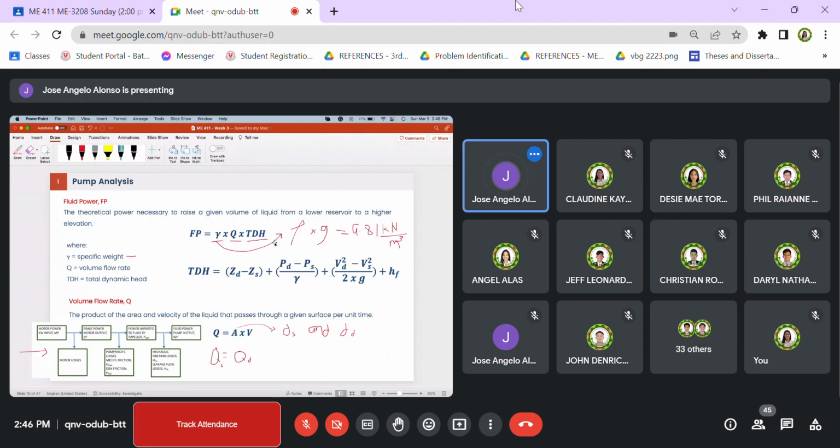So total static head is just composed of these two variables, the elevation at the discharge minus elevation at the suction. We can call that as total static head. So total static head is just a component that needs to be added into the whole picture to get the value of the total dynamic head. Wag tayo malilito, total static head is only related sa elevation ng suction and elevation ng ating discharge. Well, total dynamic head is the totality ng lahat ng components involved such as elevation, pressure, velocity, and friction losses.